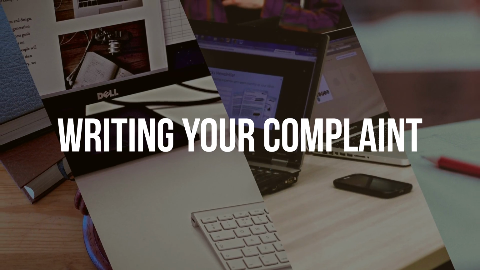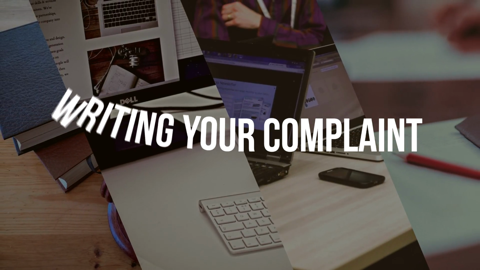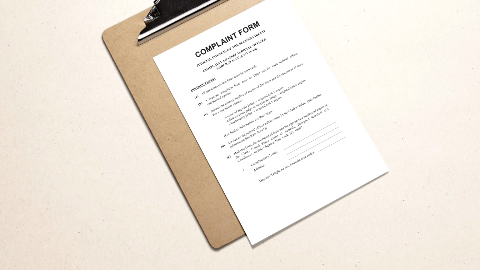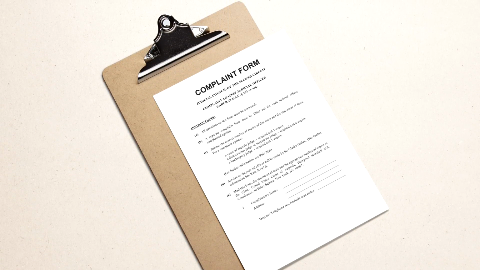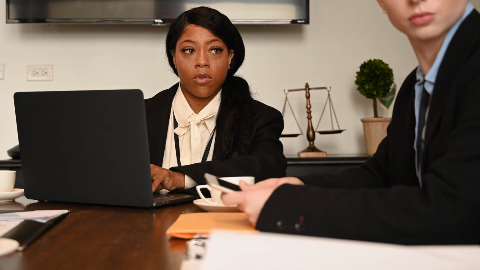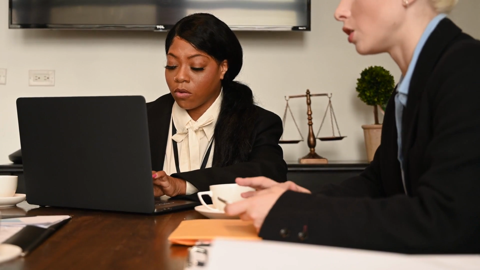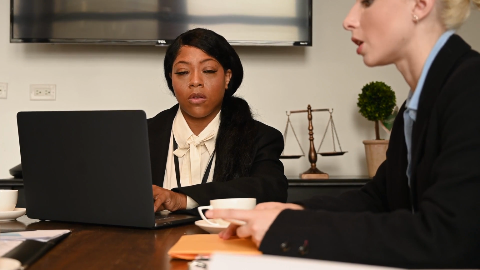Writing your complaint. The first thing you'll need to do is to get a complaint form. These are usually available online via the relevant federal or state court websites. Alternatively, you can ask the court clerk for one. They will be able to answer any questions you have about filling out the form and how to best proceed with your complaint.